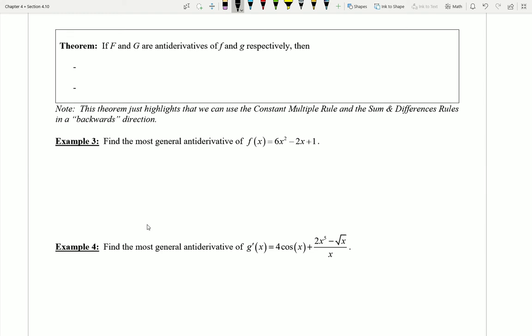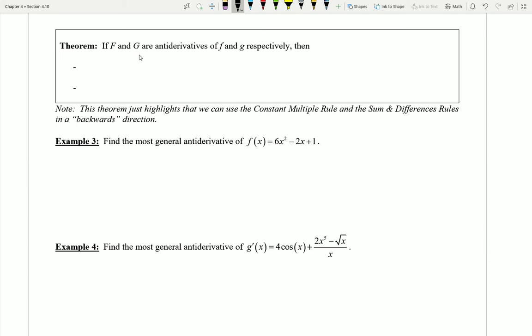So now that we've seen a little bit about how this process of antiderivatives works, and that we're really just going to be looking at a bunch of derivative rules in a backwards direction, we can take a look here and start to summarize some derivative rules in reverse from some of the more complicated derivatives. So let's take a look here at this opening theorem.